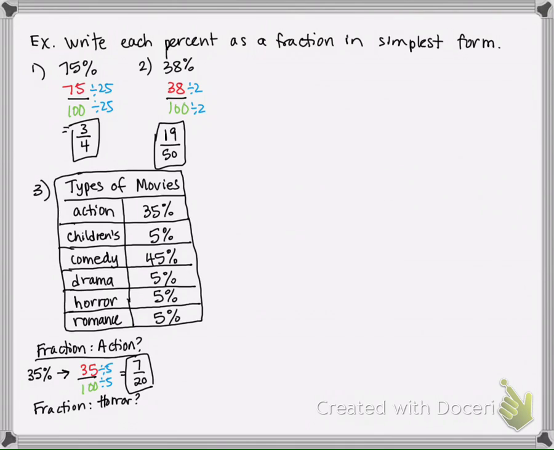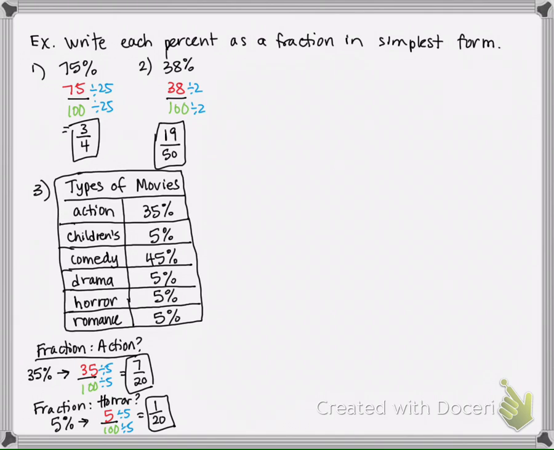So let's see, horror was 5%. So we have 5%. So we're going to keep the 5. And then we're going to divide by 100. That's what percent means. We're going to divide both of those by 5. And we're going to get 5 divided by 5 is 1. 100 divided by 5 is 20. So 1/20 of the movies rented were horror.